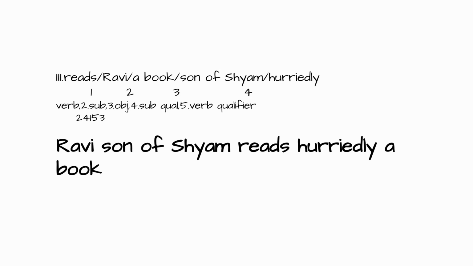And lastly the object, that is 2 4 1 5 3. If we rearrange the jumbled words 1 2 3 4 5 into a meaningful sentence, it will become 2 4 1 5 3. The sentence will become: Ravi, son of Shyam, reads hurriedly a book. Now let's move on.